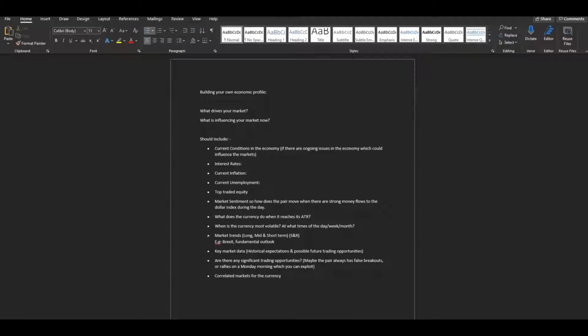So for example, if I was to fill in one of these for the pound, so what drives your market currently? At the moment, the inflation is quite high in the UK. So any inflation fears or any news relating to inflation are the main drivers of the market, as you can see how they are affecting the markets.